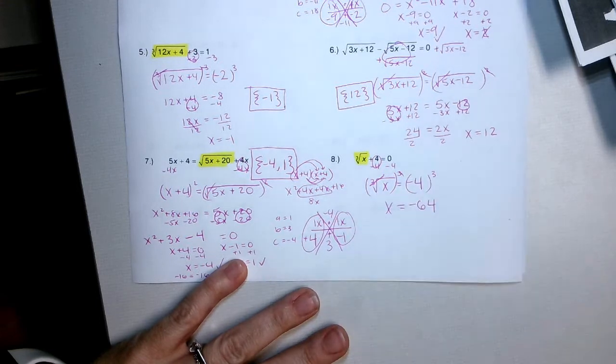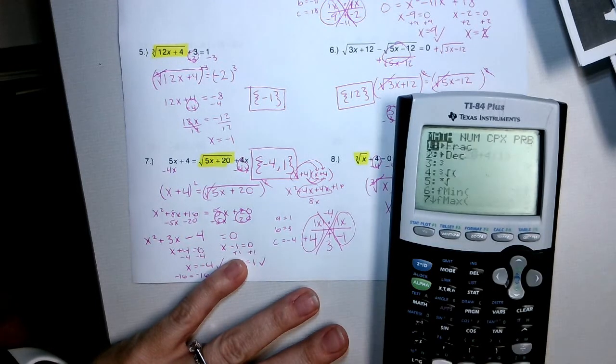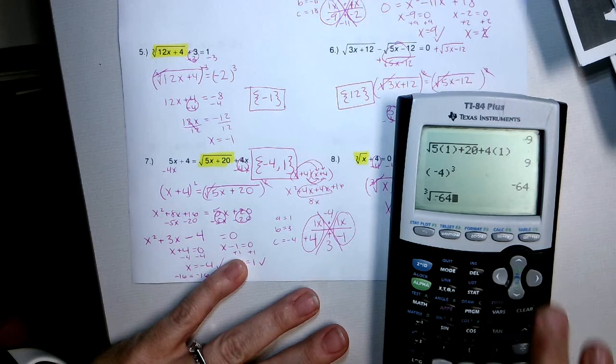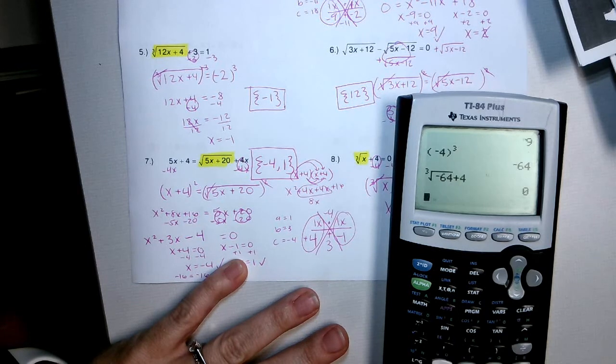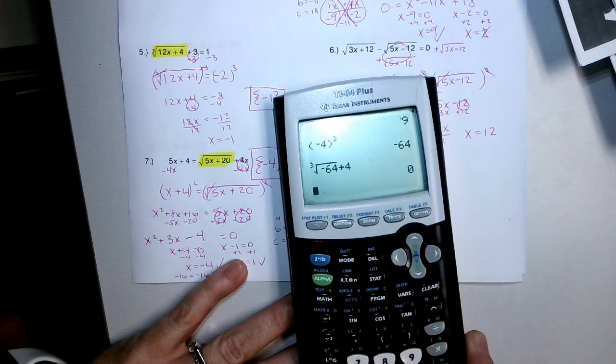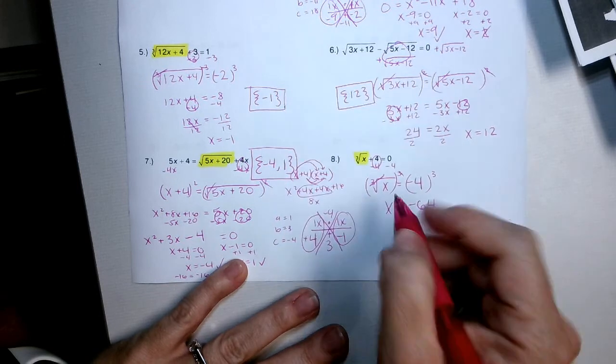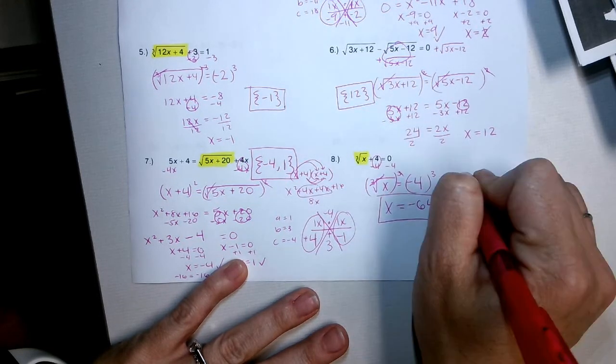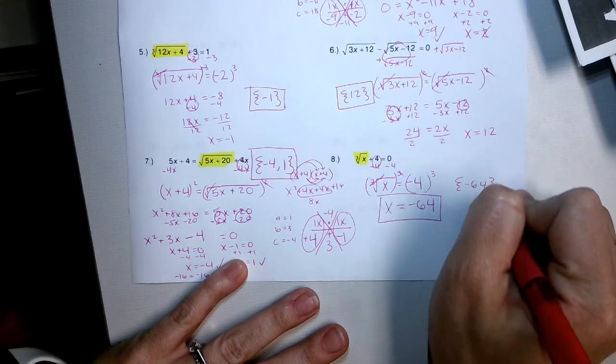So if we were to plug that in, negative 64 plus 4, did it equal 0? Yes. So negative 64 is my solution.